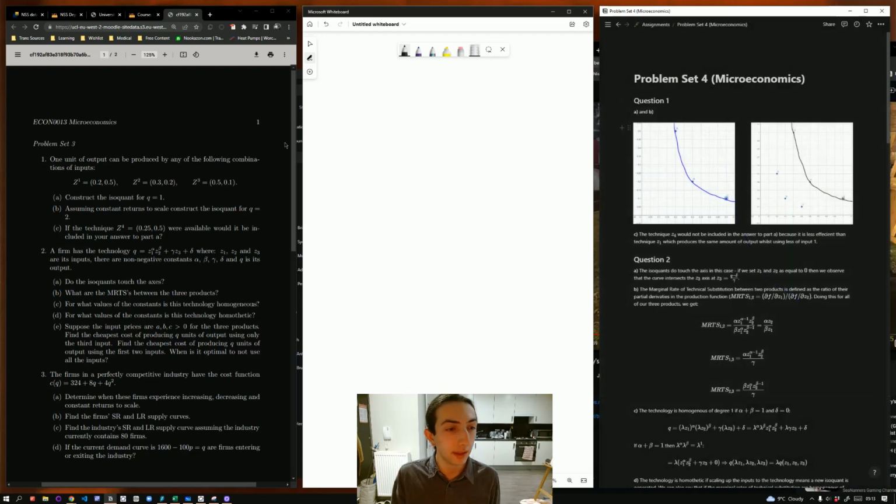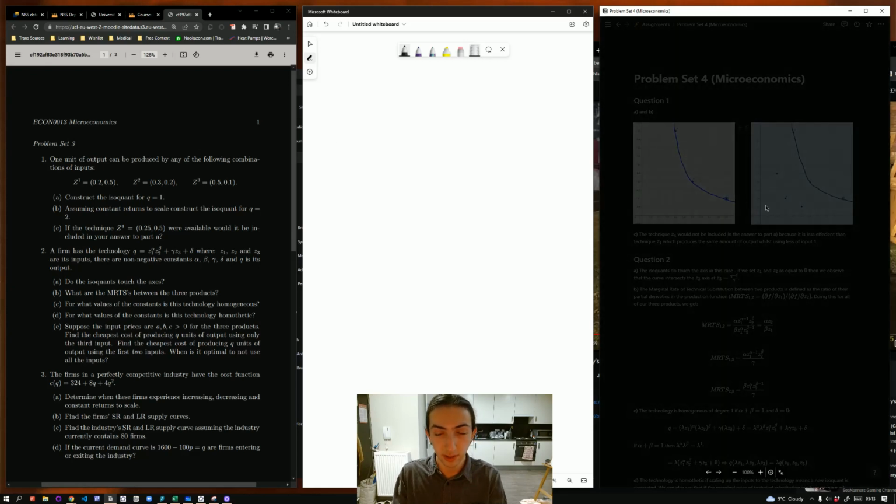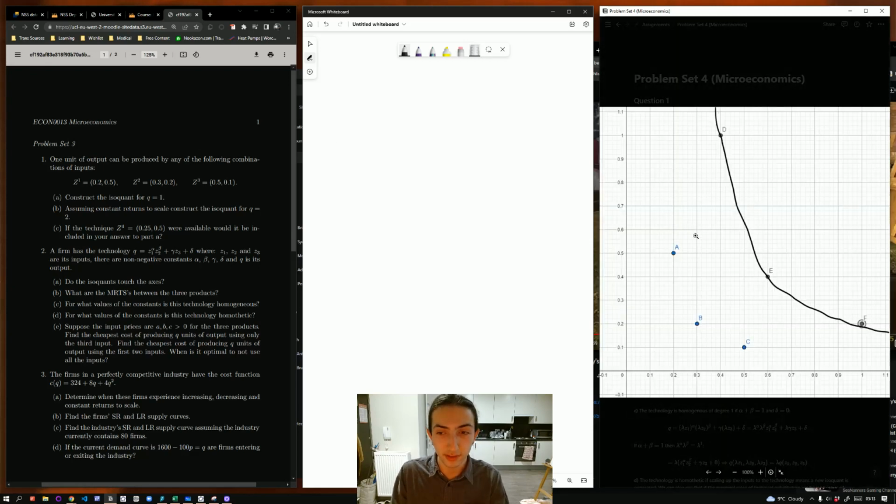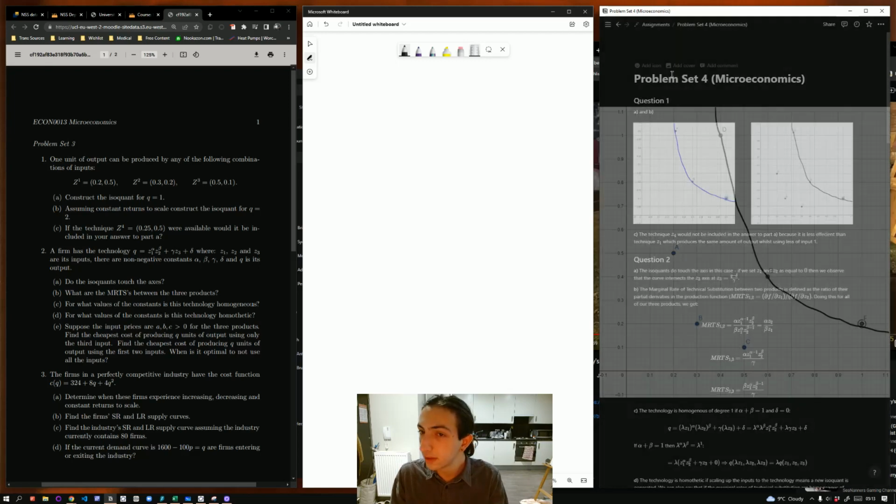Then for the next one, assuming constant returns, construct the isoquant for q equals 2. If we're assuming constant returns, then we're assuming the shape of the isoquant is maintained. So if we look here, we're just going to double each point. So it just becomes a larger isoquant, as you can see here. This is all you really have to represent, I believe. So that's the case.